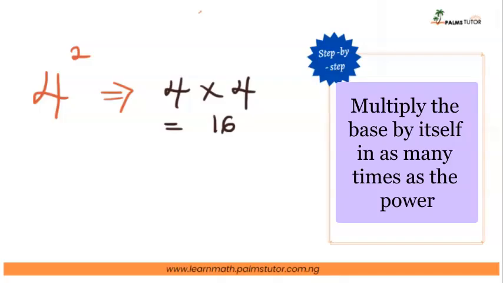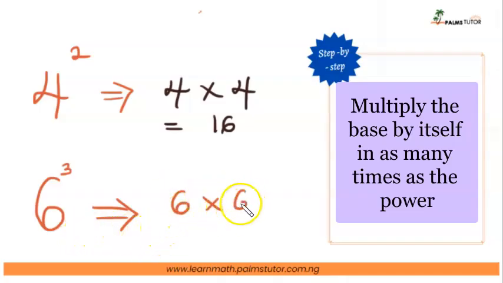Let's say also we have 6 to the power of 3. You see, my 3 is smaller, just right above the main number called the base. Now, what does this mean? It means that the base should be multiplied how many times? Thrice. So you have 6 times 6 times 6. And that should give us what? 6 times 6 is 36. And then 36 times 6 should give us what?